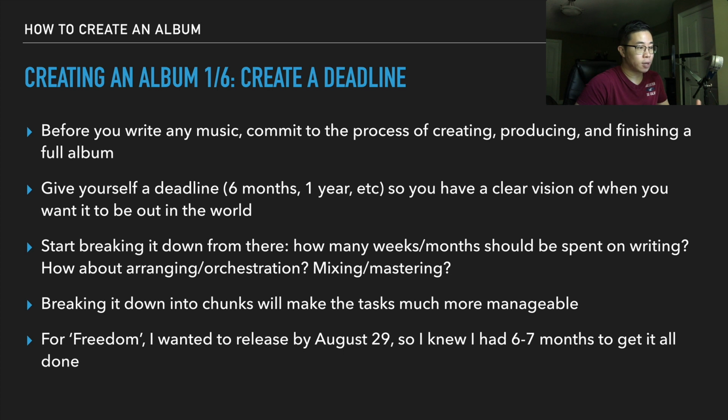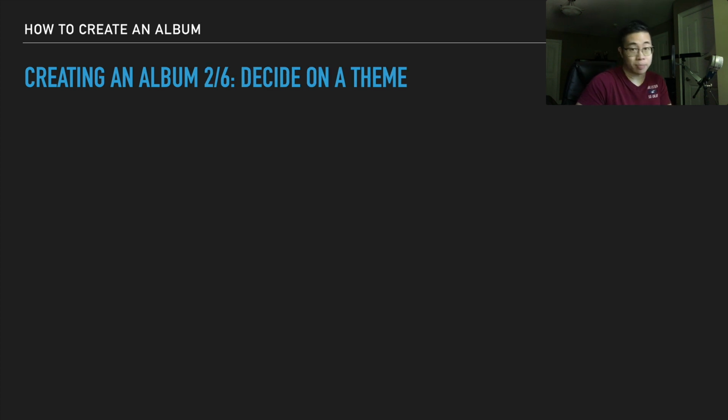So for my album Freedom, I wanted to release it by August 29th, which is my birthday. So I knew I had 6 to 7 months to get it all done because I started the album in January. Technically, I wrote the first song in like November, December, but I really wanted to make sure that I had a certain deadline, and I thought my birthday was the perfect time because it's literally like 8 to 9 months, which is plenty of time. So I knew I had that amount of time to work with, and the time passed by pretty quickly, to be honest.